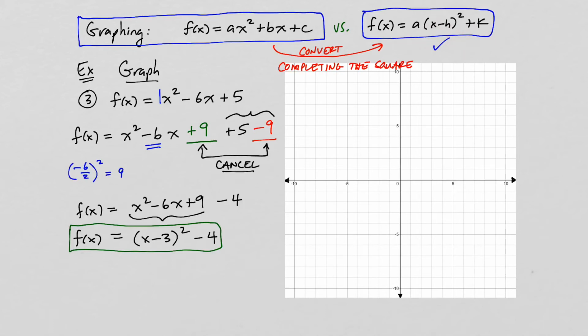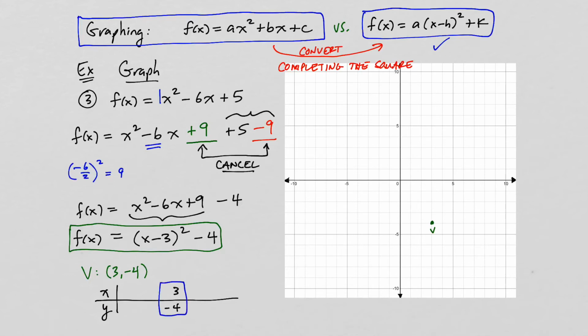And so from here, you would just follow the same procedure as we did in the last two examples. The vertex here is positive 3, negative 4. So on the graph here, the vertex is this point right here. And then you could make a table of values. And I'm going to do this in a sort of abridged fashion here. But here's our vertex, 3, negative 4.